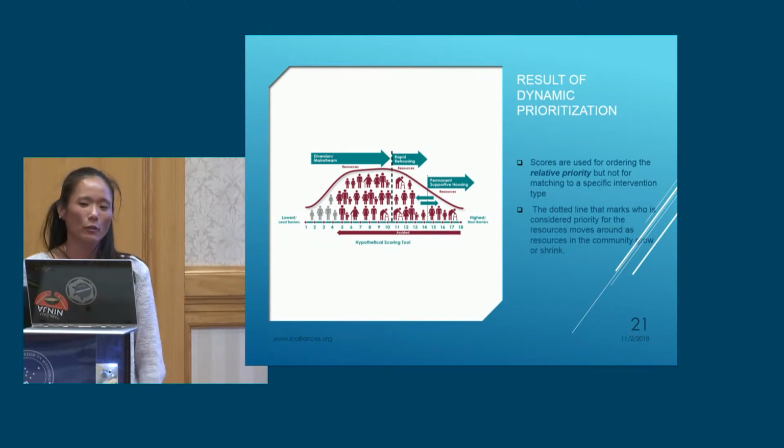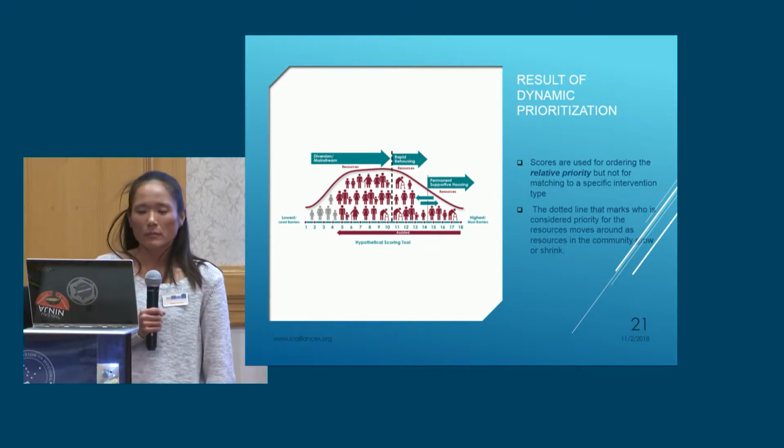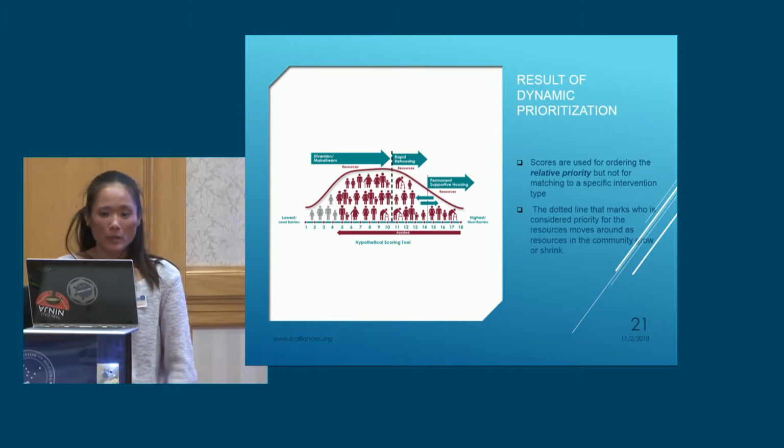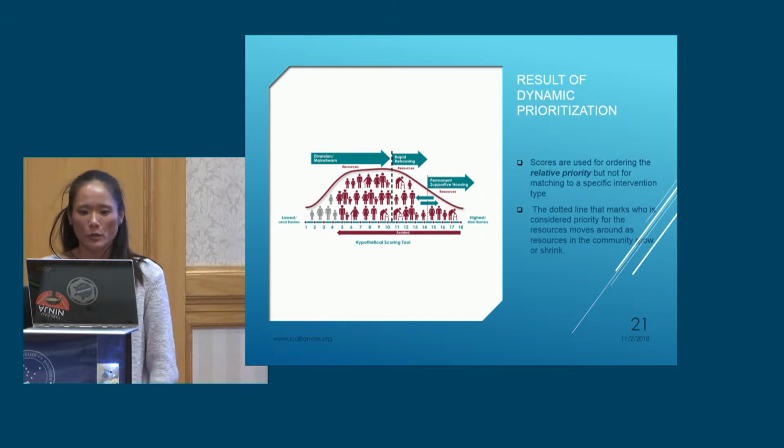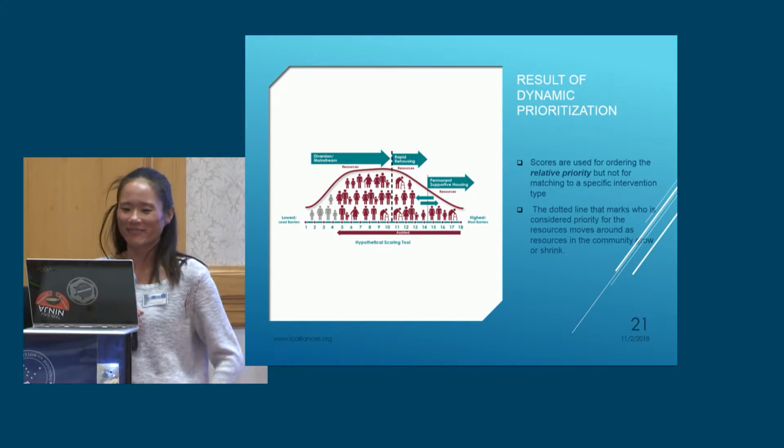So what makes this dynamic is the dotted lines that mark who is considered prioritized for these interventions, and they move around as resources in the community grow or shrink. It also shows that with a limited number of resources, a large number of households won't be connected to rapid rehousing or PSH, and we need to work with other mainstream or other systems to resolve their housing crisis. Oh, I'm not done yet.